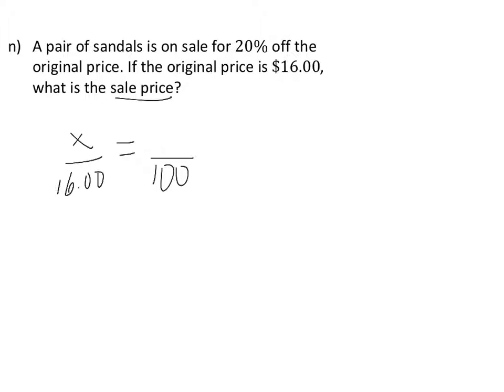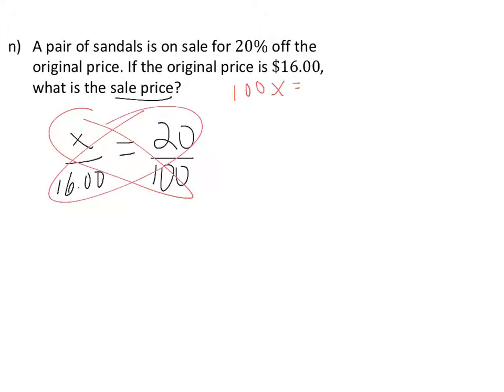Okay, so let's do this two ways. 20% off. So I need to find 20% of $16 and then subtract that from 16. Okay, so it's 20% off. So if you find 20% of $16, that needs to come off, so that's the subtraction part. So if we cross multiply here, we get 100x equals $320. Again, I'm going to leave out the dollar symbol. Divide both sides by 100. And we're going to get x equals $3.20.